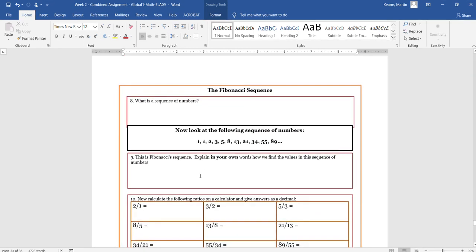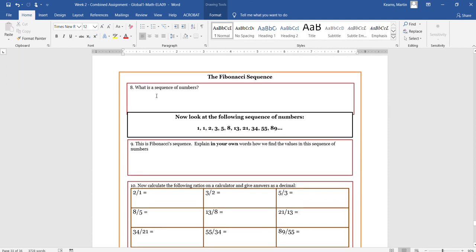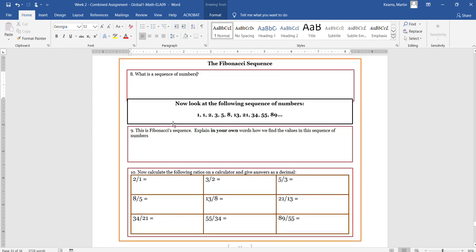The Fibonacci sequence. So what is a sequence of numbers? Use this to help guide you in understanding what that is. If not, you can check it out on the internet and you'll find a quick definition for a sequence. Then for number 9, this is Fibonacci's sequence. Explain in your own words how we find the values in the sequence of numbers.